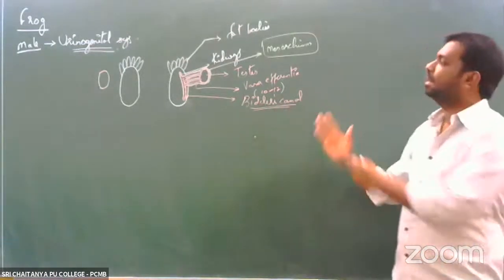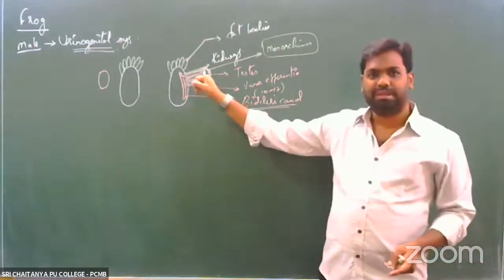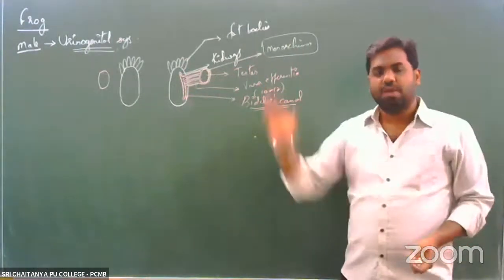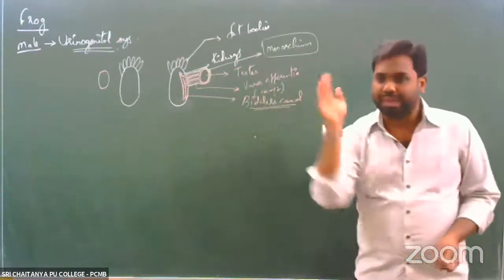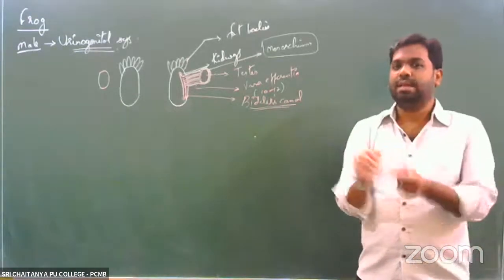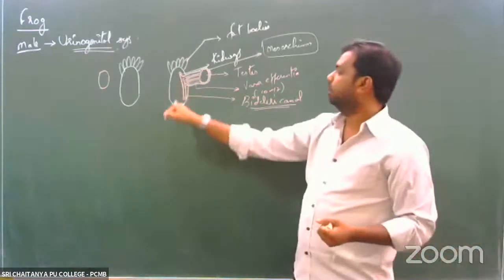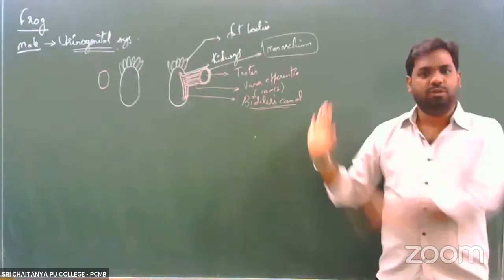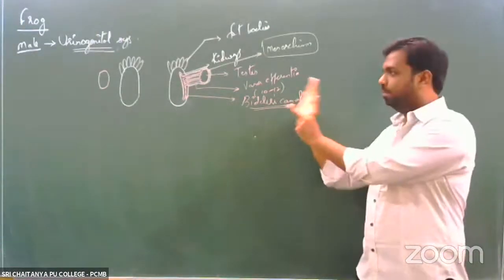So what exactly is happening? Once the sperms are formed in the testis, from the testis, the sperms pass on through the vasa efferentia. From the vasa efferentia, they move on into the kidneys, and in the kidneys they would enter into this particular canal or duct called the Bidder's canal. Okay, so keep this. Now let us keep this aside for some time.